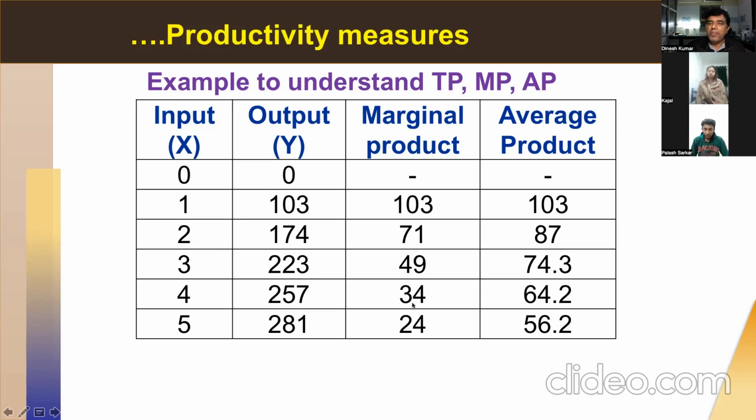It's easy. Now average product. This column divided by column number 1. Total product divided by input, you get average product. And if you multiply average product by input, you can get output. You remember? If you multiply AP with the respective input level, you can get TP, total product or output. Here TP is your output.